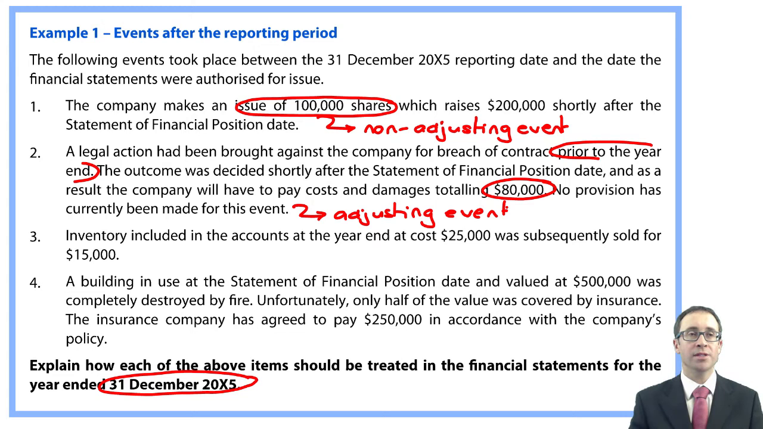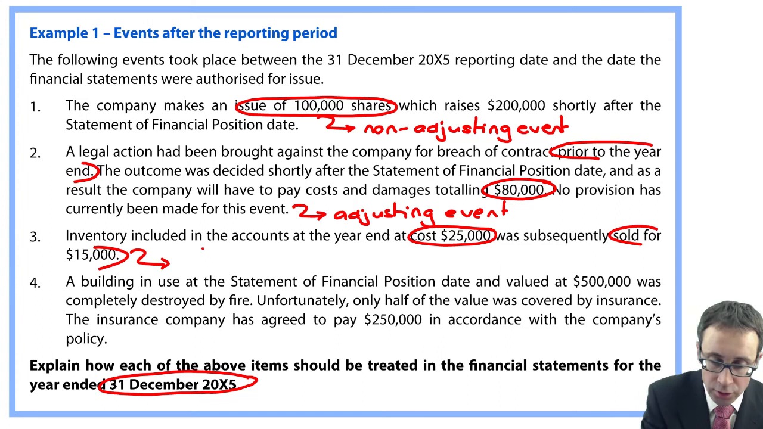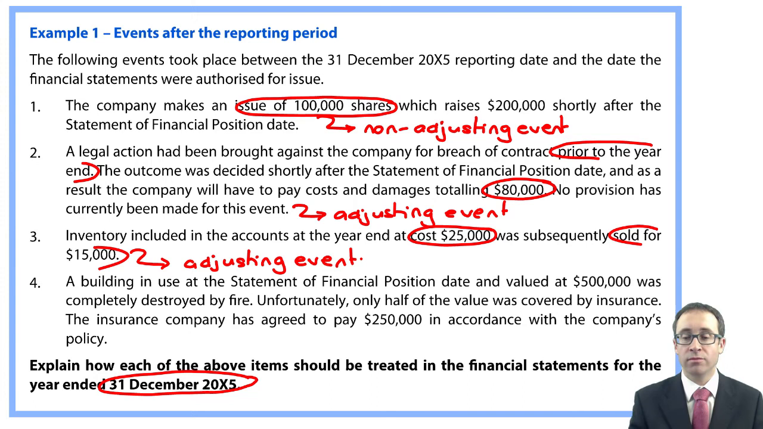Number three, inventory included in the accounts at the year end at cost of $25,000 was sold for $15,000. Again, we have now sold the inventory at below cost. So that would once again be an adjusting event. We would need to reduce the inventory from 25 down to 15. So I would need to reduce the value of my closing inventory by $10,000.